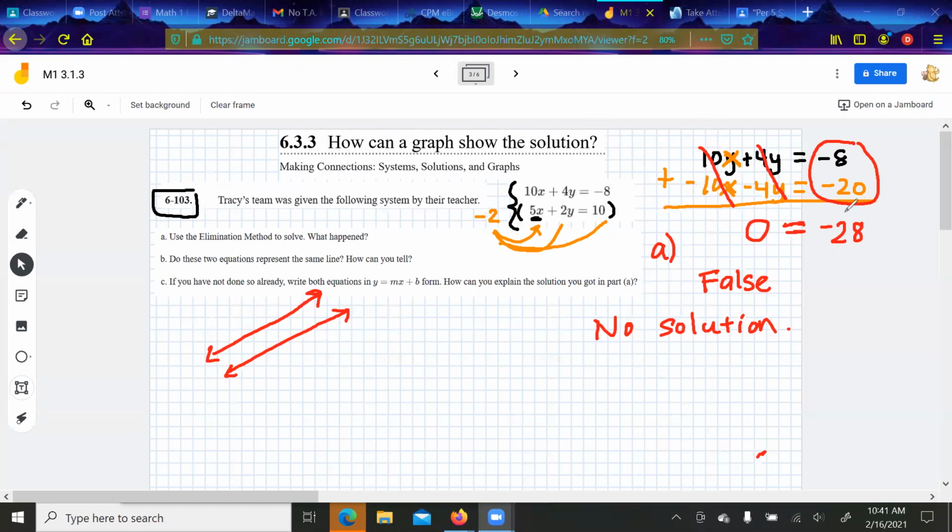So this is what it looks like when you do these problems, when you get no solution. The x's and the y's are gonna cancel out, and then you're gonna get 0 on that side, but the other side, they're not gonna cancel out. Okay, what if these were the same? What if I would have got, instead of -8, this was +20, right? And I added these together and I would have got 0 equals 0. What does that mean when you get that?